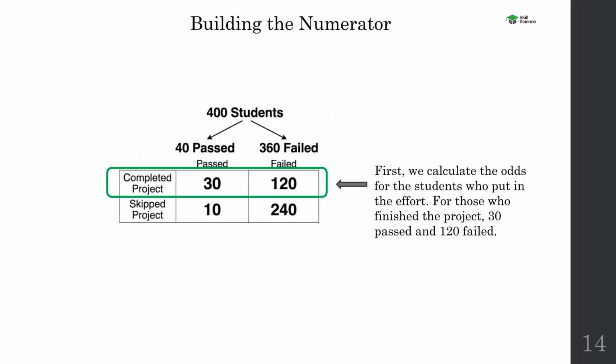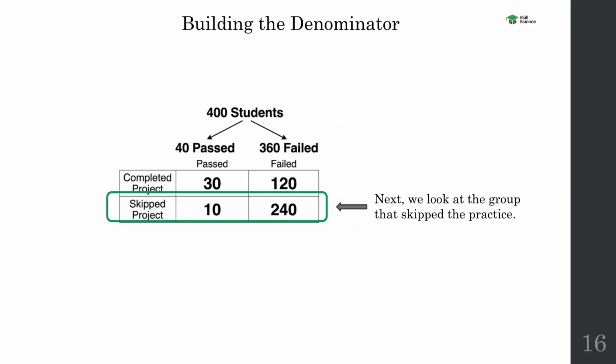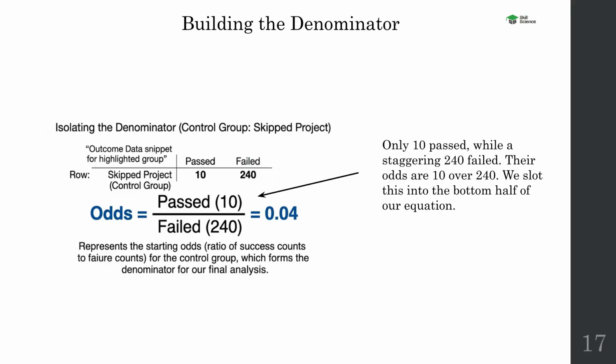First, we calculate the odds for the students who put in the effort. For those who finished the project, 30 passed and 120 failed. Their odds of passing are 30 over 120, or 0.25. This becomes the top half, or the numerator, of our master equation. Next, we look at the group that skipped the practice. Only 10 passed, while 240 failed. Their odds are 10 over 240, or 0.04. We slot this into the bottom half, the denominator, of our equation.